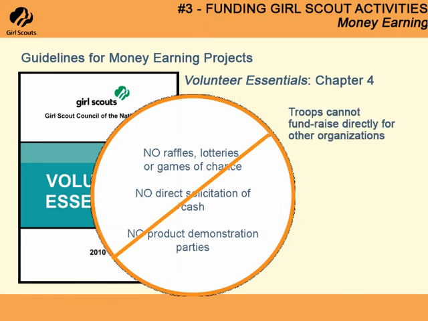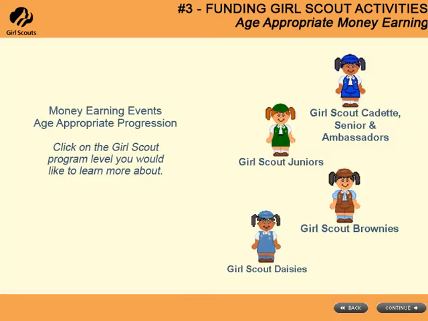Girl Scouts cannot raise or solicit money directly for another organization or cause. They can, however, earn money for the troop and donate money from their treasury to any organization they decide upon. Place a cursor on a program-level icon to learn ideas for age-appropriate money-earning projects. Click on Continue when you are ready to move on to the next slide.